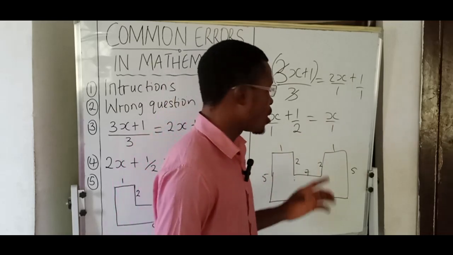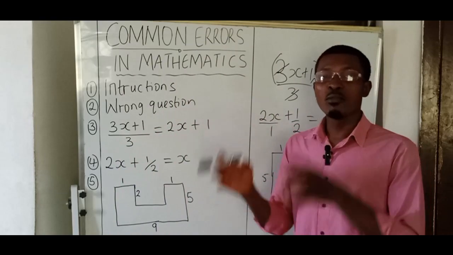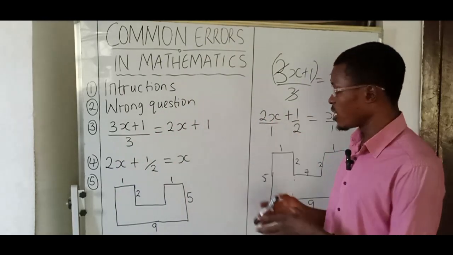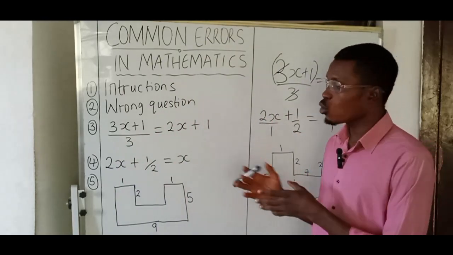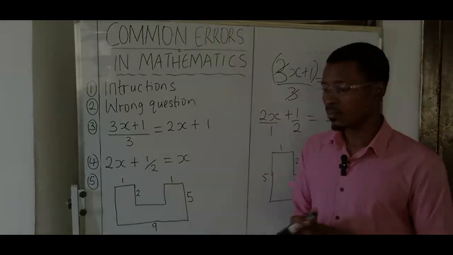So please, before you find the perimeter of any irregular shape, make sure to find the length of the missing sides. Now we'll go to the next 5 sets.